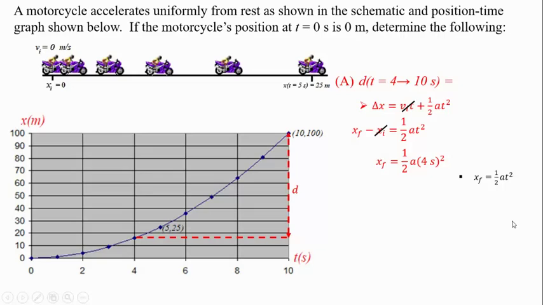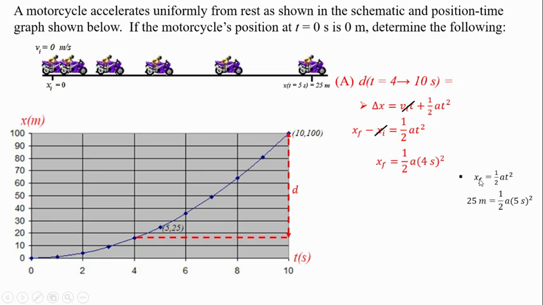Because I don't know what a is, I can use the information given to me using one of the 2 points. Again, one of these 2 points is critical. I know at 5 seconds, it's at a position of 25. I also know at 10 seconds, it's at a position of 100. Here, I'm just going to go ahead and use the first point. Okay. So the first point is 5 seconds and 25 meters.